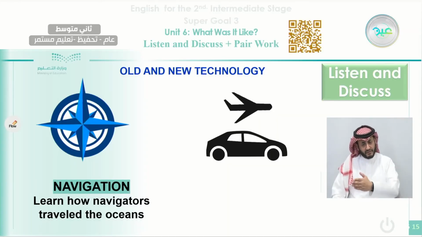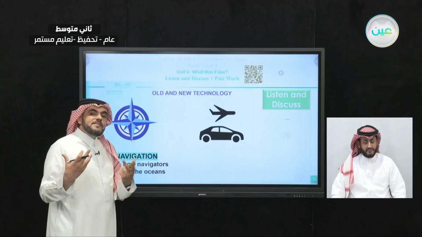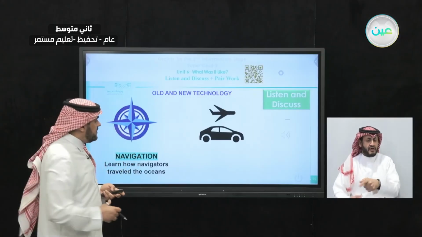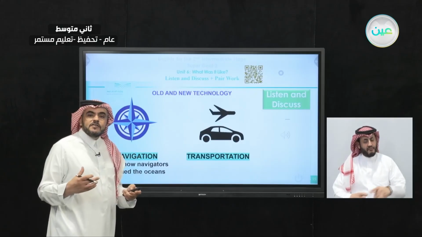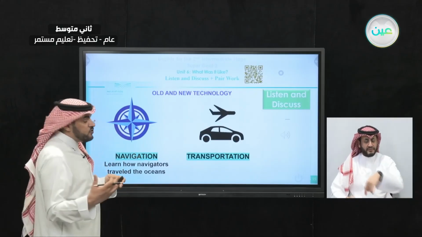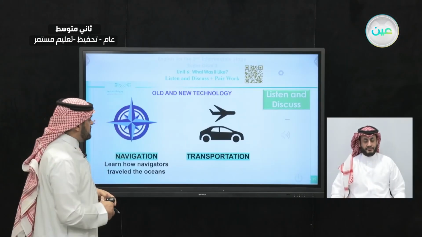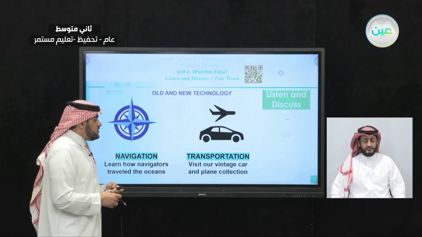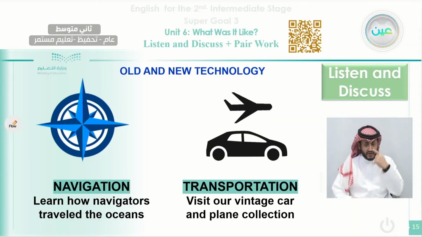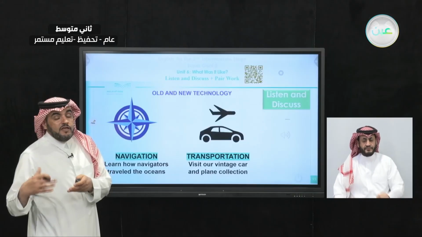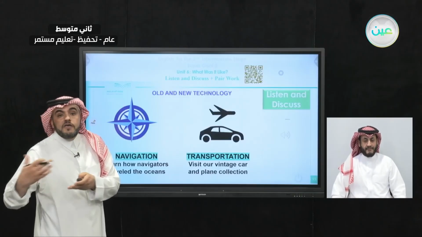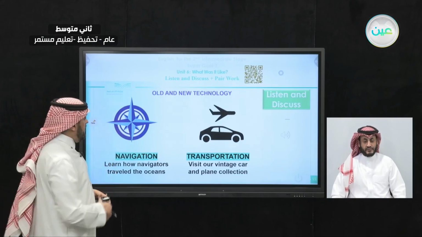And here, what does this picture indicate? What does it tell you about? What kind of museum is it? It is about transportation. By transportation we mean cars, ships, planes, buses, okay, trains also. These are some means of transportation. And if you visit that museum, you will find out about the vintage car and plane collection. Also you find vintage cars, which are the old model cars that were made a long time ago.